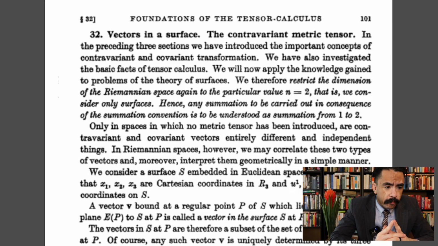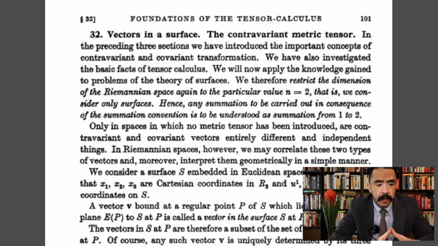Section 32, vectors in a surface, the contravariant metric tensor. In the preceding 3 sections, we have introduced the important concepts of contravariant and covariant transformation. We have also investigated the basic facts of tensor calculus. We will now apply the knowledge gained to problems of the theory of surfaces. We therefore restrict the dimension of the Riemannian space again to the particular value n equals 2. That is, we consider only surfaces.